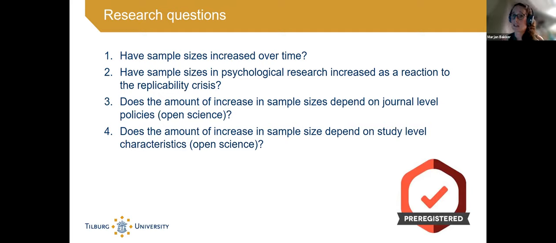So to see whether the sample sizes from before and after differed. But we also wanted to know whether journal level policies might have an influence on the sample sizes. So we wanted to compare journals who really focus on open science practices with journals that don't focus on open science practices. And also whether differences on the paper level might have an effect. So whether studies that practice more open science, so have, for example, open science badges, have higher sample sizes than studies that don't do that.